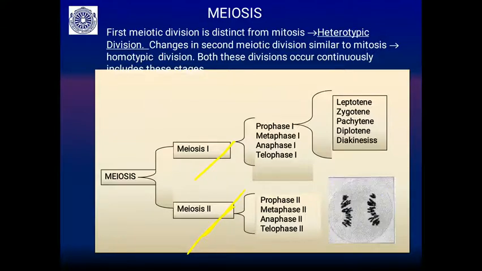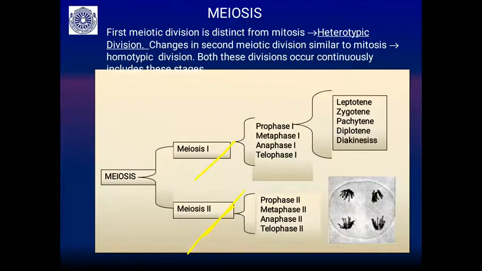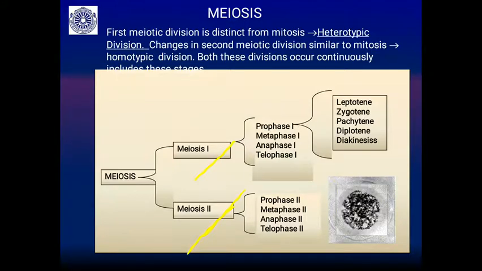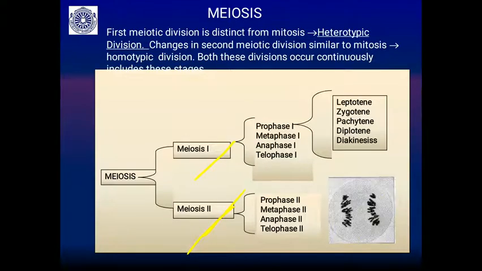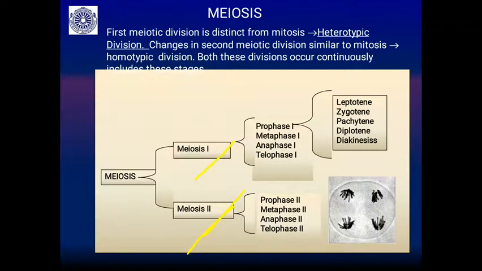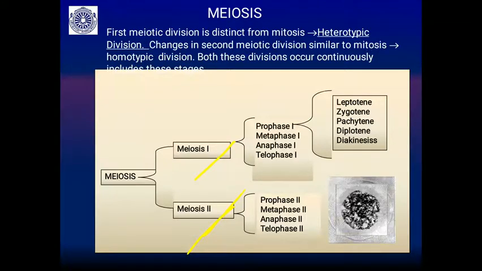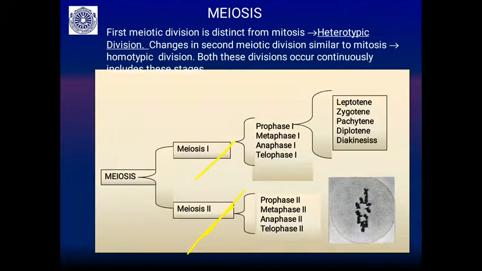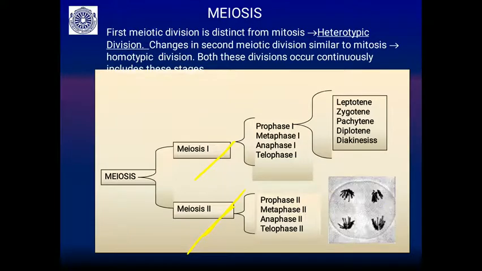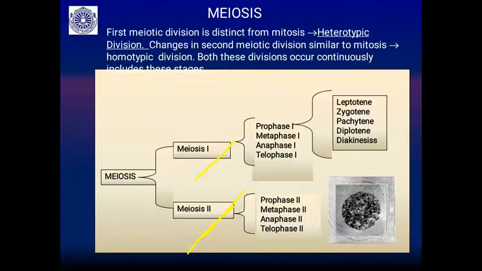You should see it quickly. So this is leptotene, zygotene, pachytene, diplotene, diakinesis. This is metaphase first, anaphase first, telophase first, then prophase second, metaphase second, anaphase second, telophase second. It is quickly moving, and this is a picture of real time meiosis, what you see in this micrograph.